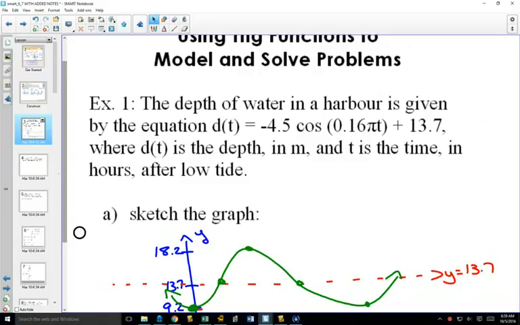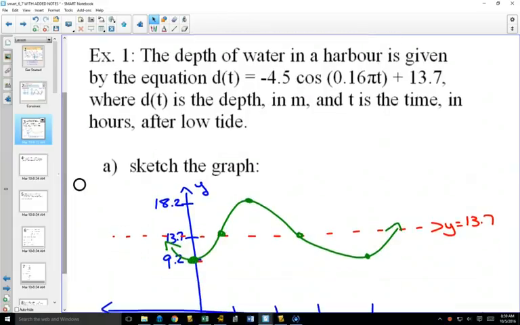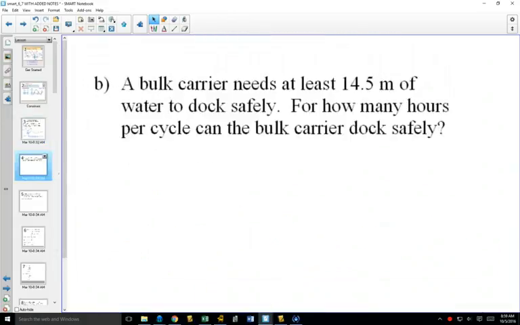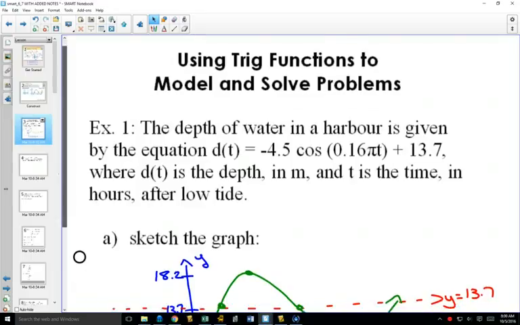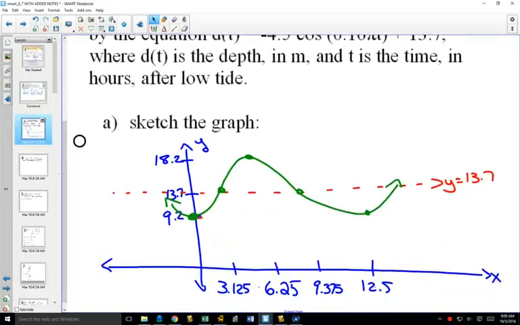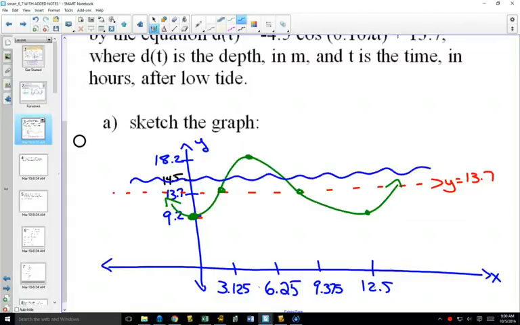So the next thing that we're going to learn how to do, because in part B it says a bulk carrier needs at least 14.5 meters of water to dock safely. So if we look at our graph, what that's saying, 14.5 on our graph would be about here, right? And if we draw water, yes, get to use my artistic abilities.